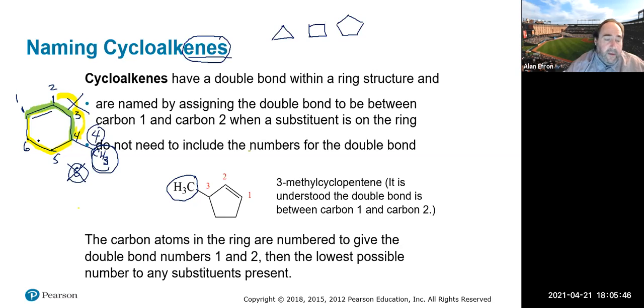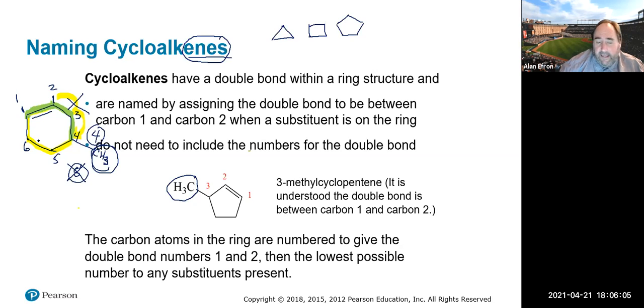So it's important when you have a cycloalkene and you have some type of group attached that you number through the double bond, not away from it, to make sure that you get the proper number in there. Any questions on that there?